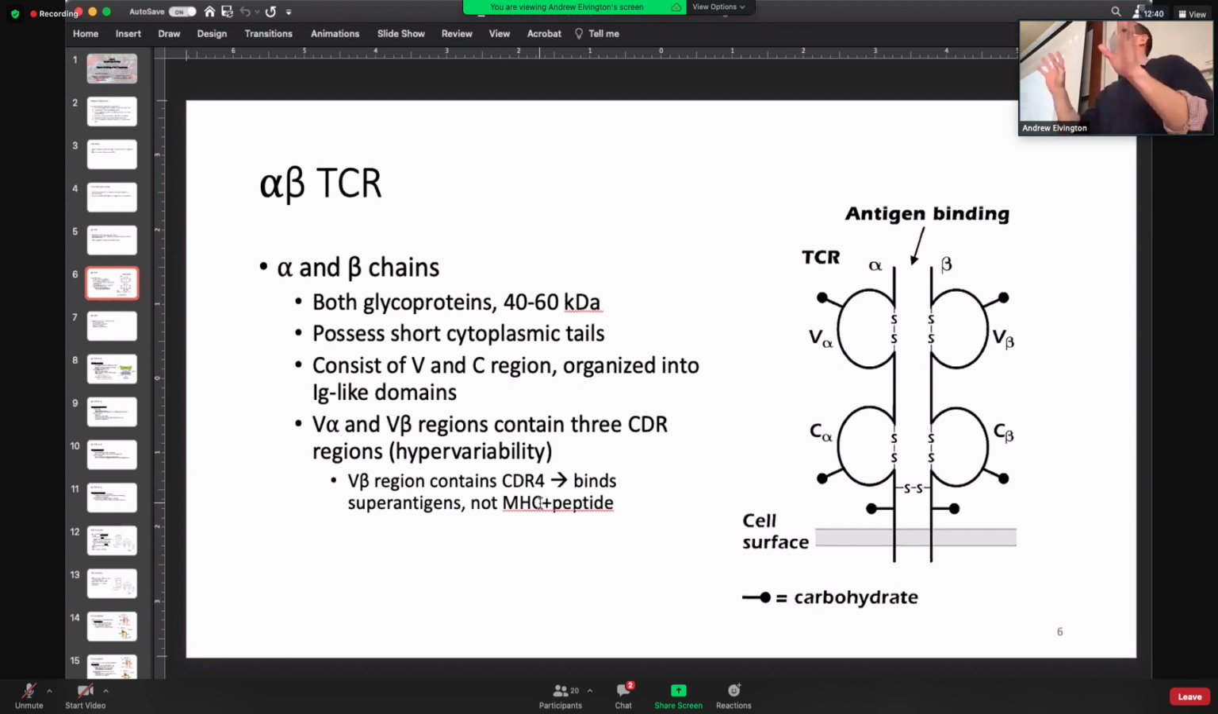I'm sorry, it doesn't interact with MHC. It binds these things called superantigens. And we referred to those, I don't remember at which point. These are the things that can activate T cells in the absence of any stimulation. So toxic shock syndrome is caused by a toxin that Staphylococcus species produce, and they can activate T cells inappropriately.